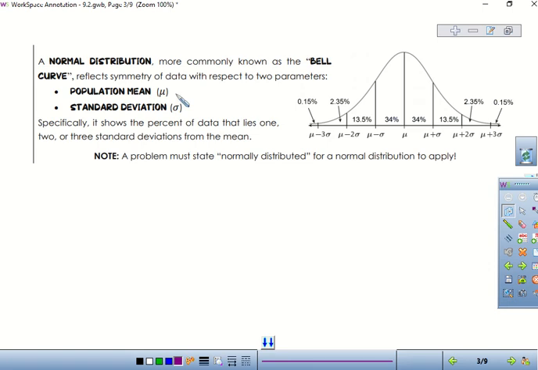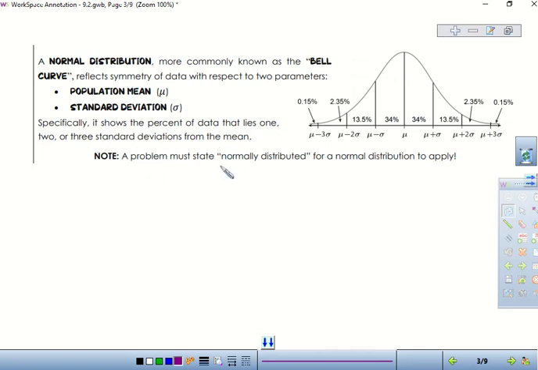bell curves. We use what we call the population mean, which looks like this, a Greek letter mu. And then standard deviation, also a Greek letter. I think it's sigma, lowercase sigma. Specifically, it shows the percentage of data that lies 1, 2, or 3 standard deviations from the mean.